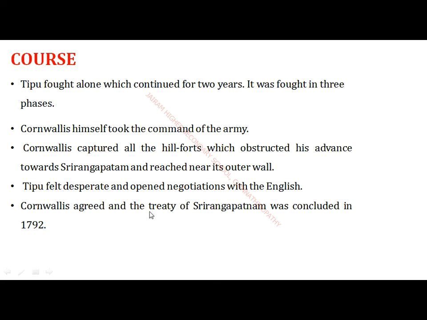Cornwallis agreed, and the Treaty of Srirangapatnam was concluded in the year 1792. Under this treaty, Cornwallis agreed to the demands of Tipu Sultan, and after getting Srirangapatnam, he concluded the war in the year 1792. Here the Governor General of the British was named Cornwallis.